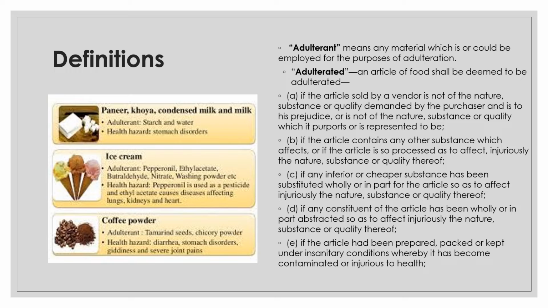And in case of coffee powder, tamarind seeds may be added. I mean the powder of tamarind seeds, chicory powder, and health hazards could be diarrhea, stomach disorders, giddiness, and joint pain. Okay, so these are the adulterants and health hazards.